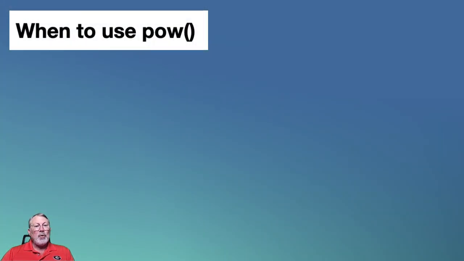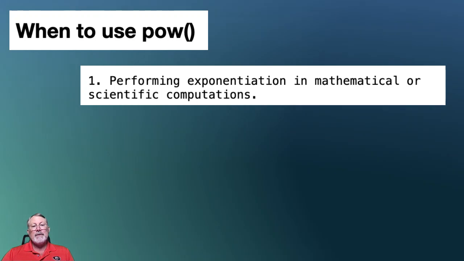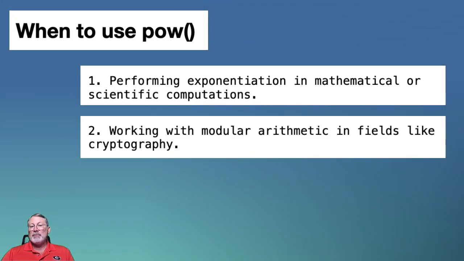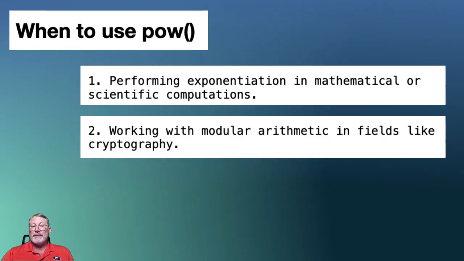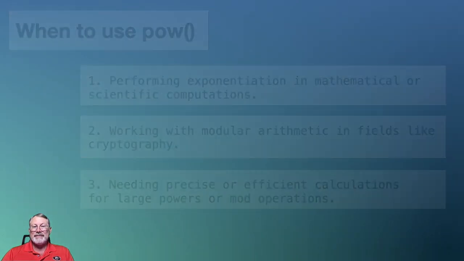You'd use pow when you're performing exponentiation in mathematical or scientific computations, when you're working with modular arithmetic in fields like cryptography, and when you need precise or efficient calculations for large powers or mod operations.